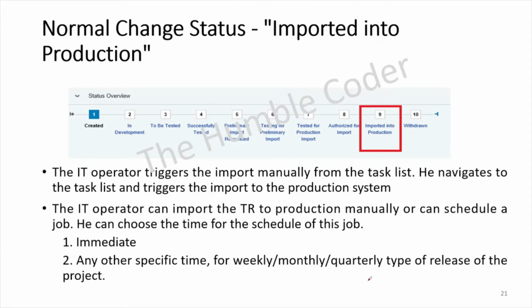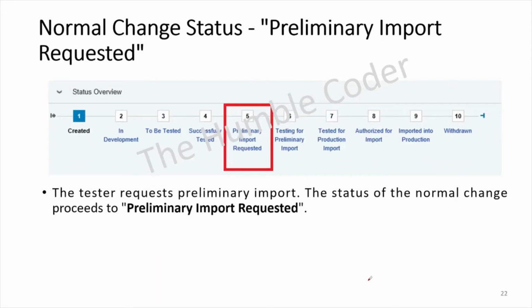So there are two ways for importing this transport request into the production system, either immediately or at any other specific time, for weekly, monthly, quarterly or a different type of release date for the project. Accordingly, the date can be set for importing the transport request into the production system. Normal change status: preliminary import requested.